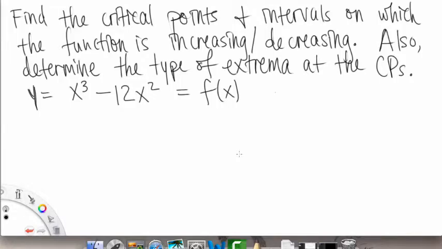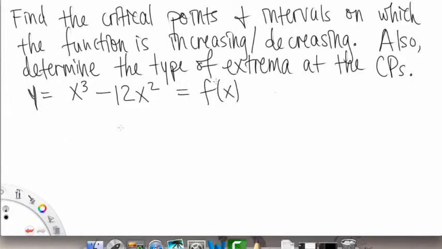So this problem asks us to find the critical points and the intervals on which the function is increasing or decreasing. Also, determine the type of extrema, maximum or minimum, at the critical points. And our given function is y equals x to the third minus 12x squared. Okay, that's our f of x.